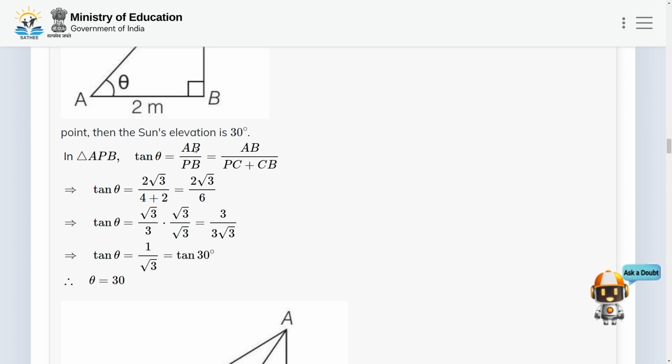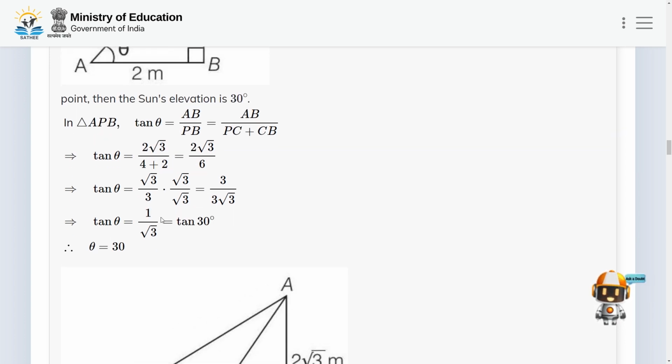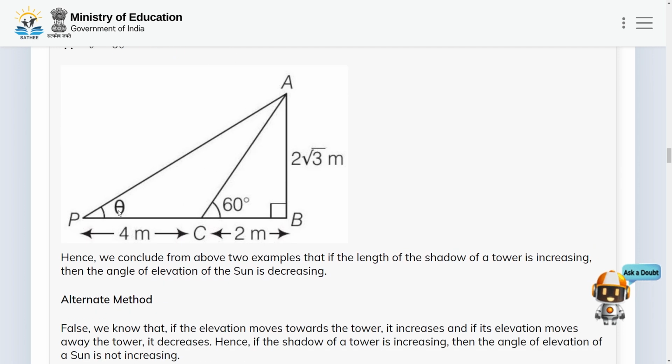And this is equal to 2 times root 3 divided by 6, and it implies tan theta is equal to root 3 times root 3 divided by 3 times root 3. That is basically equal to 3 by 3 times root 3. So tan theta is equal to 1 by root 3, and we know the value of tan 30 degrees is equal to 1 by root 3. So tan theta is equal to tan 30 degrees, and it implies theta is equal to 30 degrees. Therefore the angle theta is equal to 30 degrees.